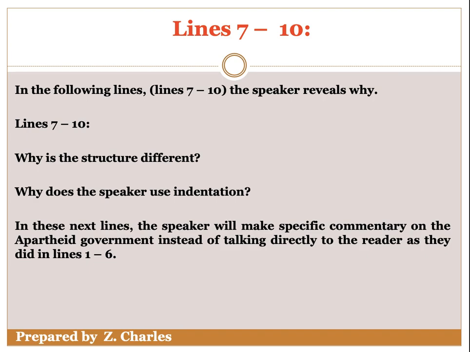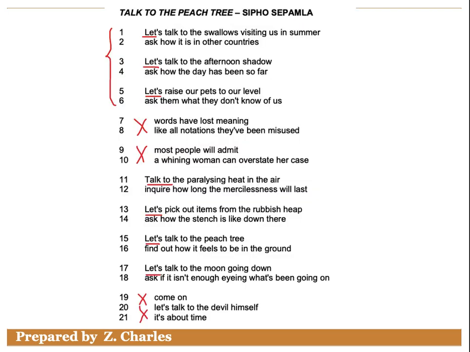In these next lines, the speaker will make specific commentary on the apartheid government, instead of talking directly to the reader as they did in lines 1 to 6, as I just explained. So, again, look here. Lines 1 to 6, talking to the reader. Here, 11 to 18, which we'll get into in a moment's time. Once again, talking to the reader, but now 7 to 10 and 19 to 21, political commentary. Right? The speaker is going to talk directly to us now.